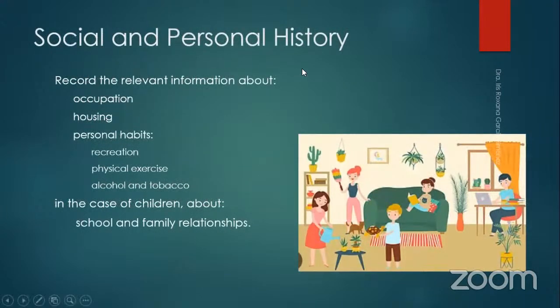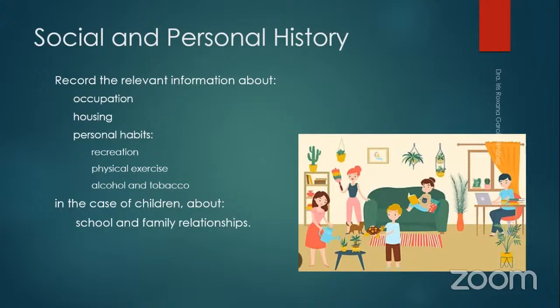About the social and personal history, we consider this. We have to record the relevant information about occupation, housing, personal habits like recreation, physical exercise, alcohol and tobacco, or maybe recreative drugs. Why recreative drugs like marijuana, for example? Because in so many countries, they are allowed by laws. Just for recreation, small doses, they can consume this kind of recreative activity.